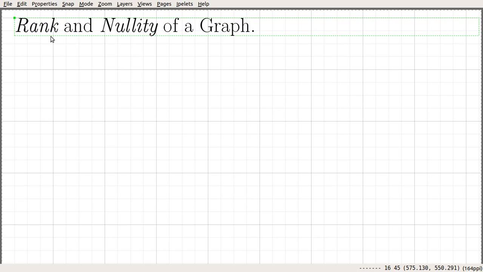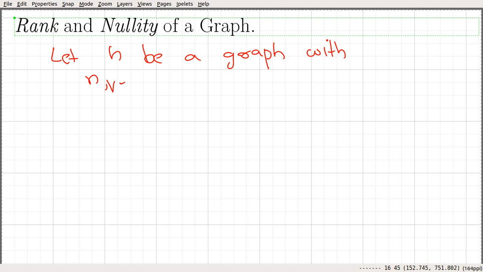Now there is another term related to a graph. It's called the rank and nullity. Let me give the definition of rank and nullity. Let G be a graph with n vertices, m edges and k components.